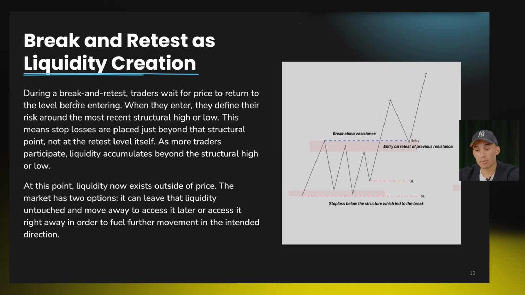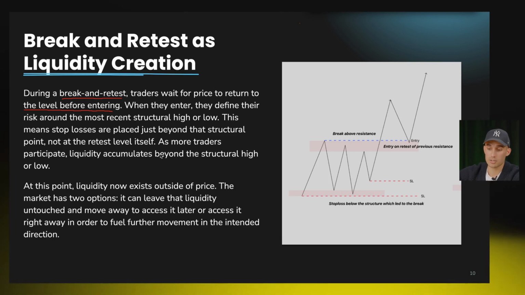Now we have break and retest as liquidity creation, probably one of the most common retail concepts out there. During a break and retest, traders wait for their price to return to the level before entering. Okay, when they enter, they define their risk around the most recent structural high or low. This means stop losses are placed just beyond the structural point, not at the retest level itself. As more traders participate, liquidity accumulates beyond the structural high or low. At this point, liquidity now exists outside of price.